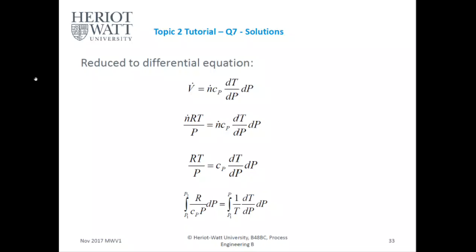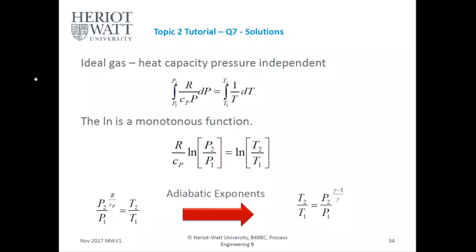Yeah, following the maths is simple. You also need to put the actual parameters into your equation. So it's all ideal gas flow. For an ideal gas, heat capacity is pressure independent. So R over Cp multiplied by dP over P equals 1 over T dT, between P1 and P2 and T1 and T2. So taking the logarithm, they are a monotonic function. So R over Cp log of P2 over P1 equals log of T2 over T1. So math is simple again.